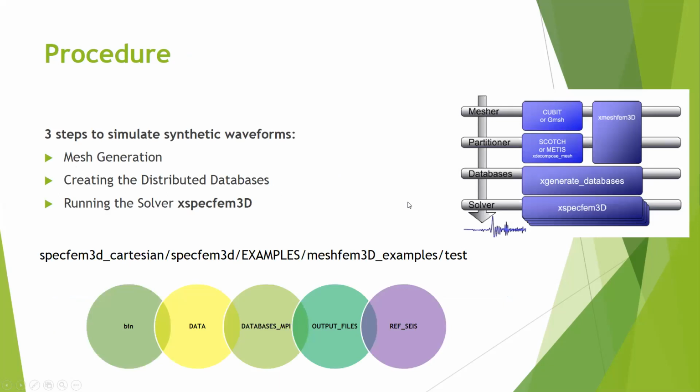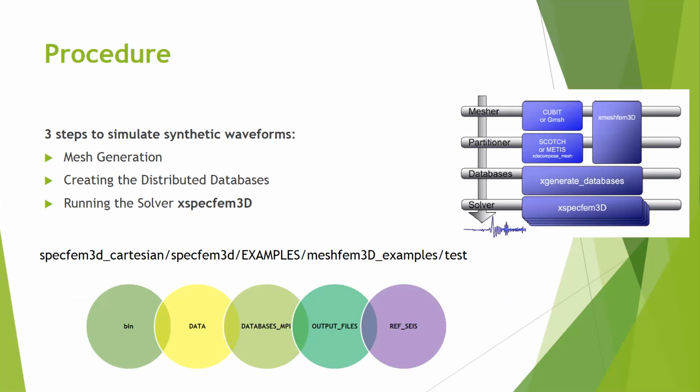If you want to simulate synthetic waveforms, there are three steps you need to do. The first is mesh generation. You need to build a velocity model. The second is creating the distributed database. And the third one is running the solver for synthetic waveforms.